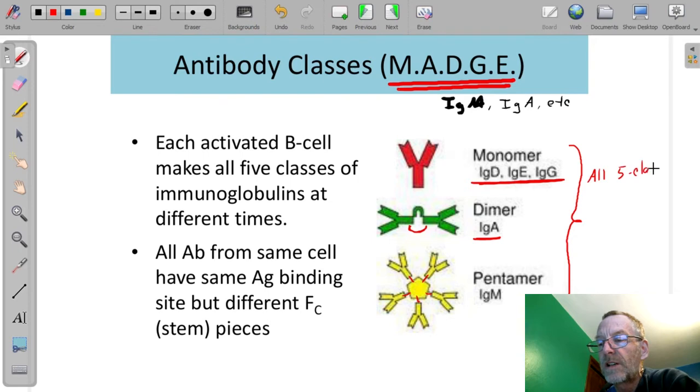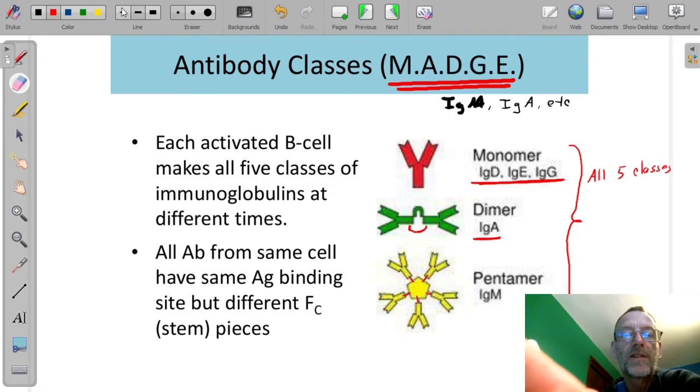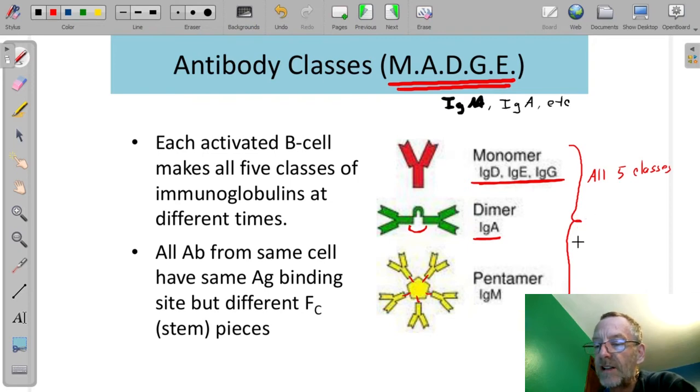So we talked about the activation of plasma cells and how they make antibodies. Well, the plasma cell will make all 5 of these antibodies, and it will do what's referred to as class switching. It'll switch from making one class of antibodies to another class of antibodies.